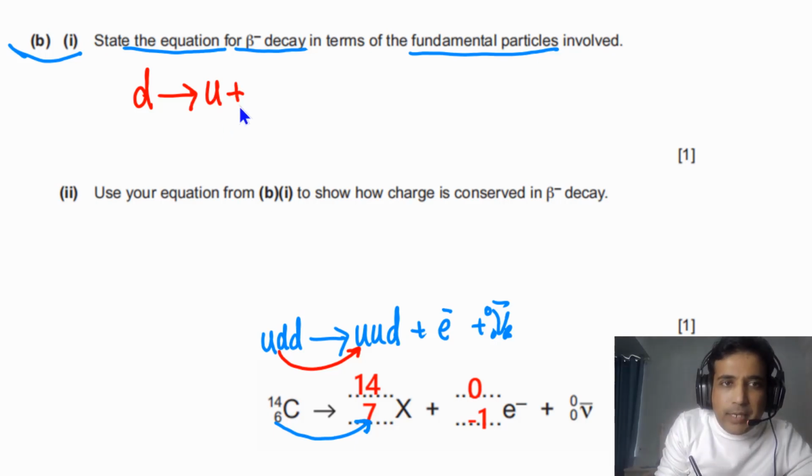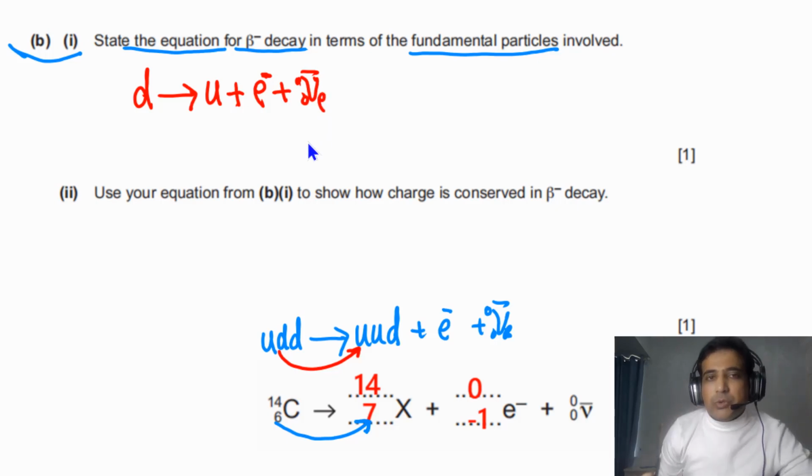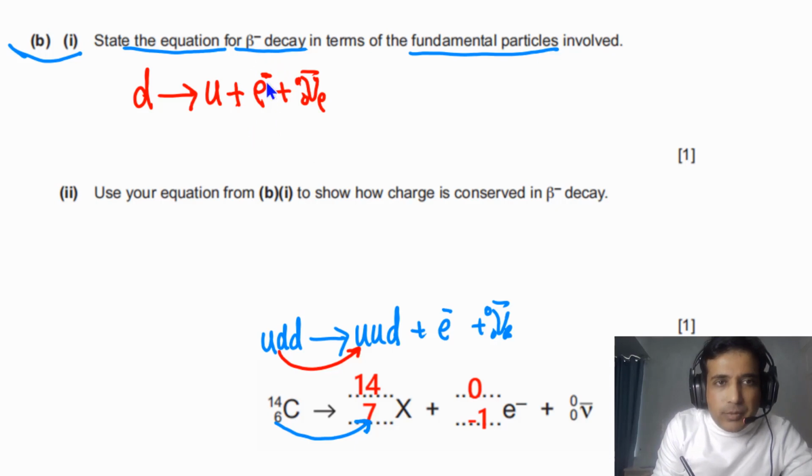particles, and the electron, which also means the beta minus particle, is also fundamental, and the antineutrino is also fundamental. This is the electron antineutrino. So this is how you can write down beta minus decay in terms of fundamental particles. Quarks are fundamental particles, the beta minus particle is also fundamental, and the antineutrino is also fundamental.